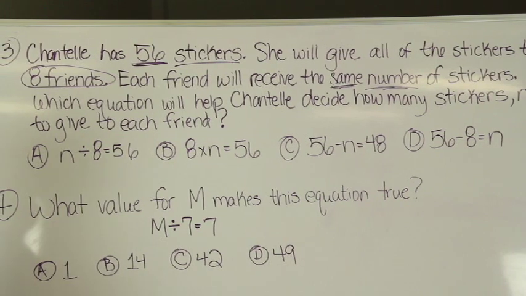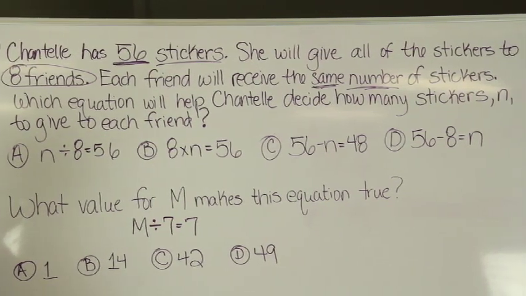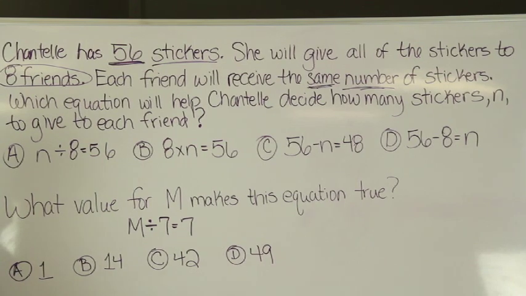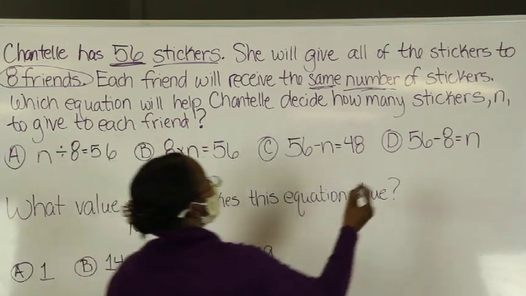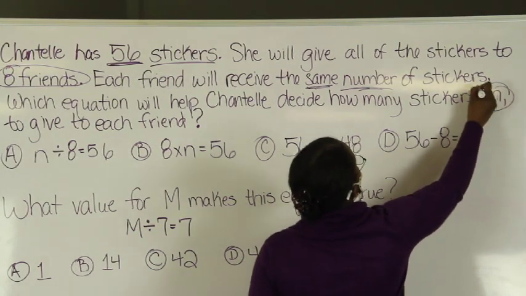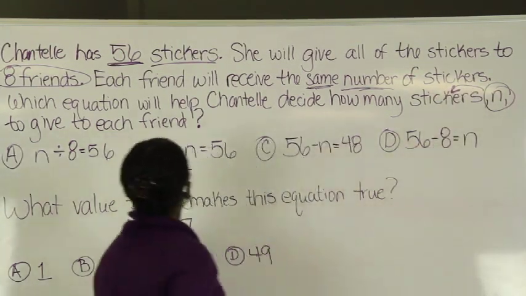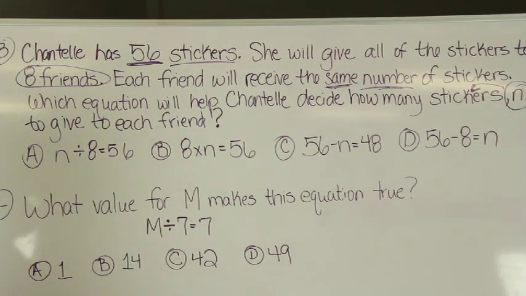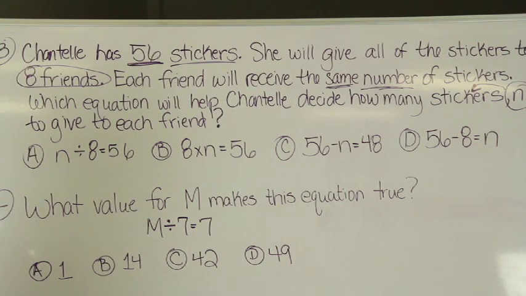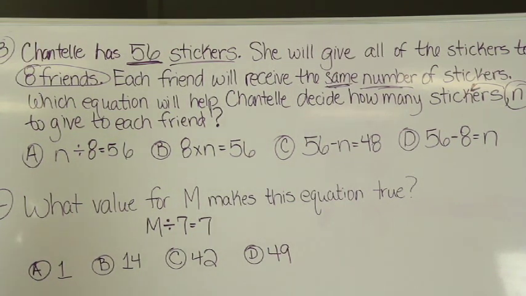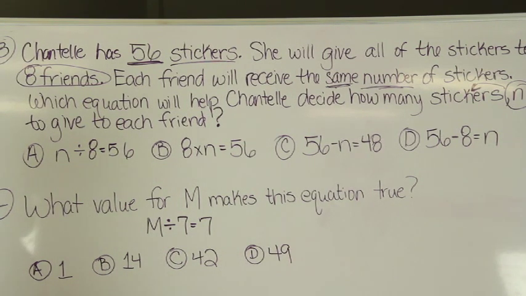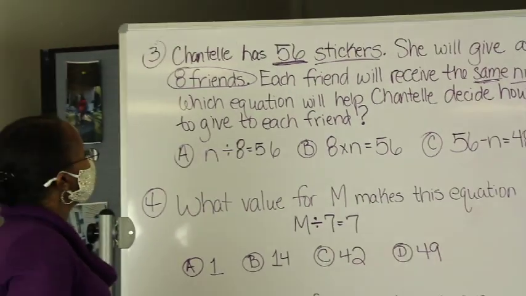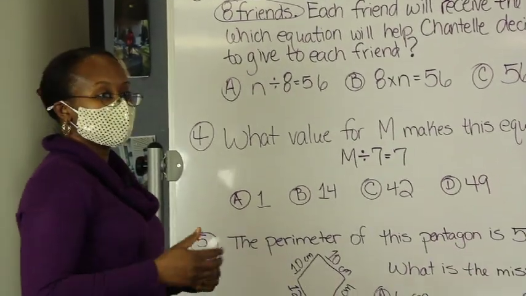Which equation will help Chantel decide how many stickers, which is N, to give to each friend? So we need to know that N is the number of stickers that she's going to give to each friend, okay? So if she has this many stickers, we have to understand what's being asked. We had our keywords circled or underlined, whatever you want to do to help you answer the question. And now we know that we pretty much have to figure out how many stickers Chantel's going to give each friend.